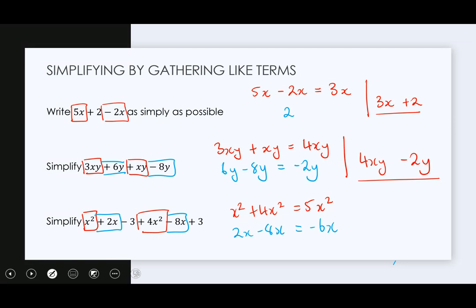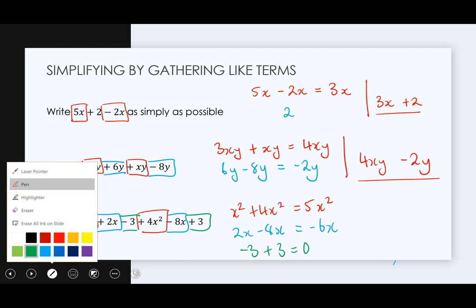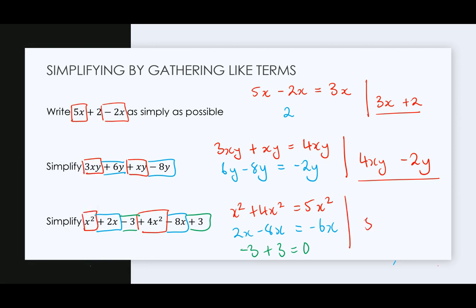And then lastly, we have minus 3 and positive 3, which, as you'll notice, actually just cancel out. So that means we can combine everything together here to give us 5x squared minus 6x. And that's it.